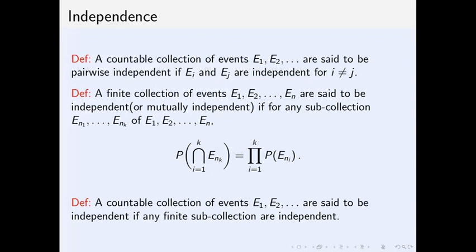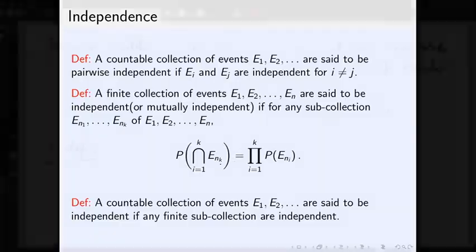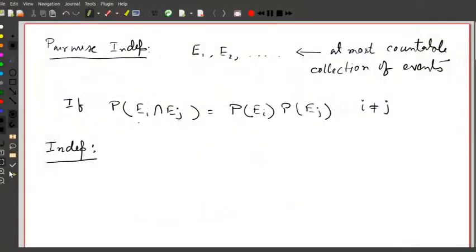Suppose, for simplicity, I take n equal to 3. Let us check what conditions I need to check in the case of n equal to 3. So what are the conditions I need to check here? Let's take n equal to 3, so that means I have a collection E1, E2, and E3.